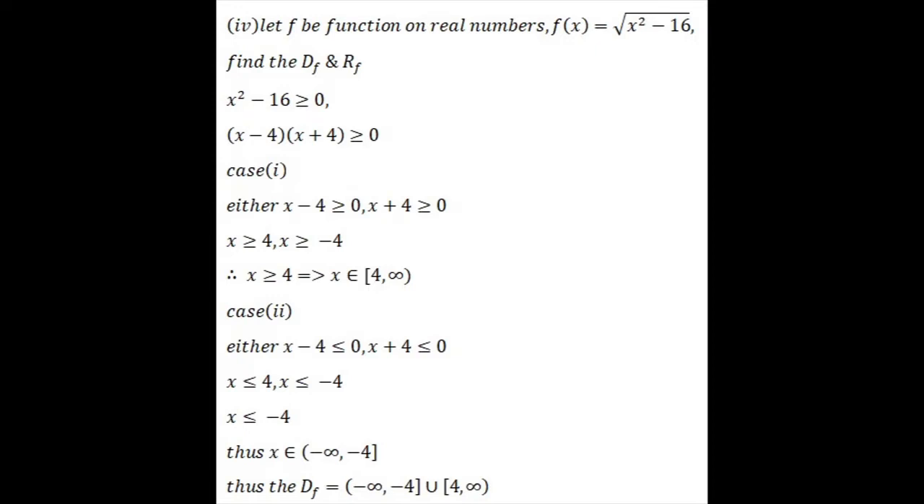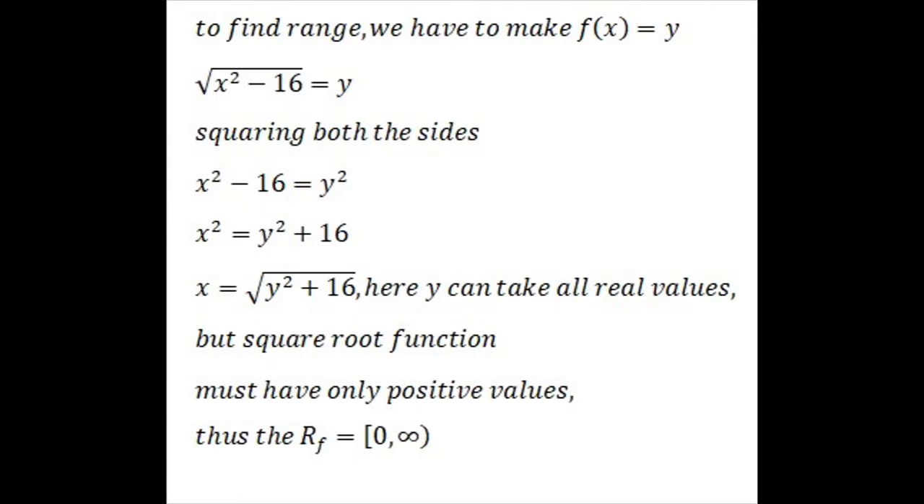Now case 2, x minus 4 is negative, that is less than or equal to 0, and x plus 4 is also less than or equal to 0. That means x is less than or equal to 4 and x is less than or equal to minus 4. Something which satisfies both of them is nothing but x is less than or equal to minus 4. So thus in the cases, for case 1 we have 4 comma infinity, second case minus infinity comma minus 4. So domain of the function is nothing but union of these two things, minus infinity comma minus 4 union 4 comma infinity.